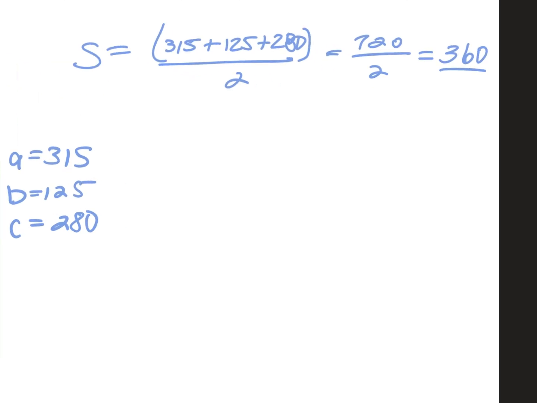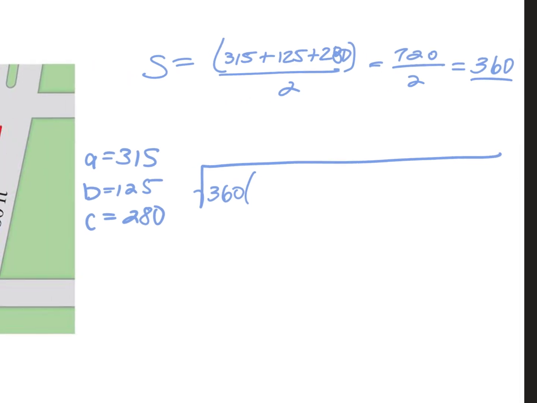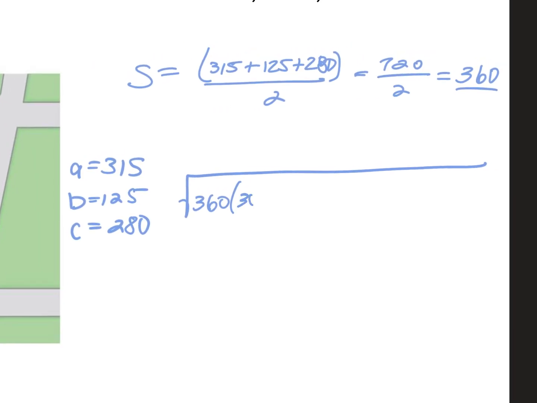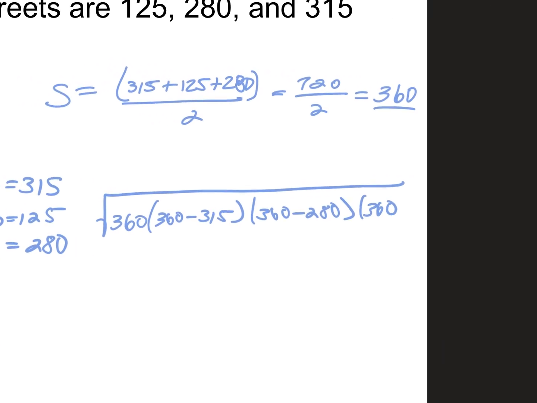Now the next part is just the setup. This is the part I need to see. The formula is you take the S value, which is your 360, and then you're going to take each side, right? You're going to take your semi-perimeter and you're going to subtract each side from it. So inside, I need to see you guys write 360 minus 315 times, I need to see 360 minus 280 times, I need to see 360 minus 125.